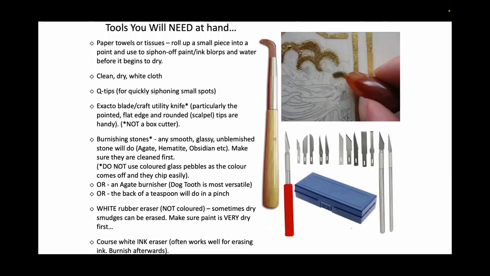Keeping a white rubber eraser, not a colored eraser. If you use a pink eraser on your paper, you will be sad. So a clean white rubber eraser. And always make sure that before you start erasing on your page that you actually clean the outside of your eraser, clean off any black gunk that's on there. Sometimes dry smudges of paint you can just simply erase off if you're lucky. But again, you've got to make sure it's really, really dry.